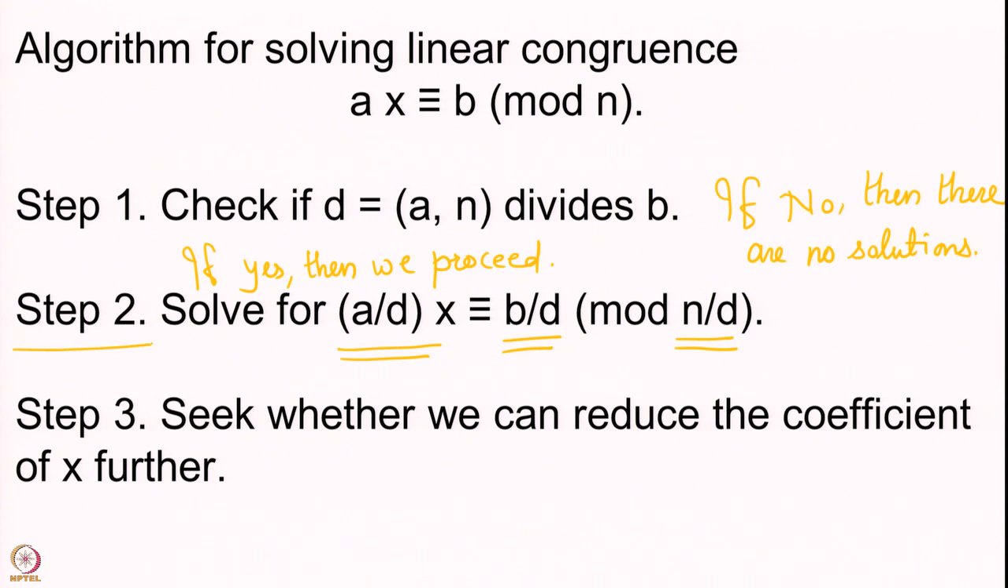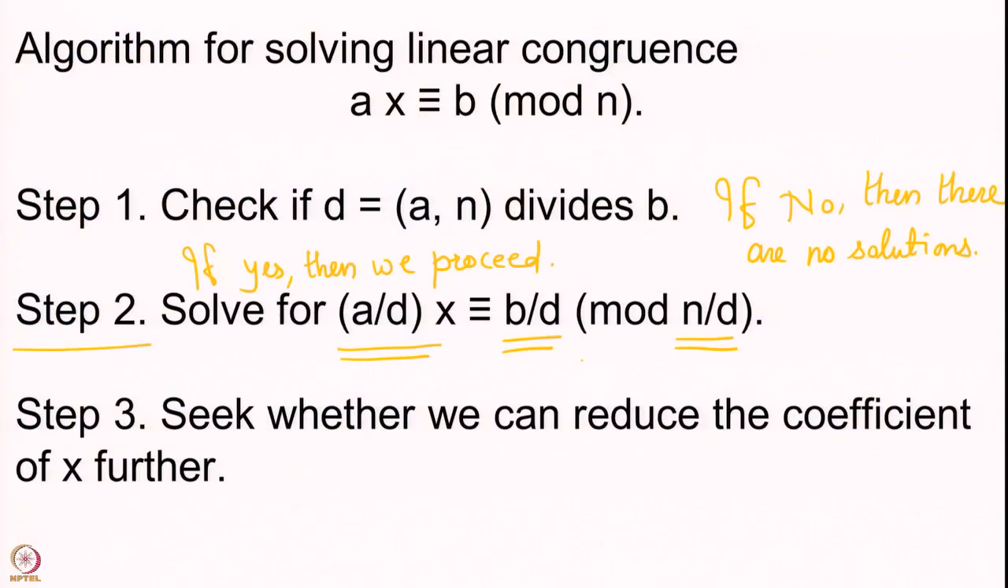modulo the smaller modulus, n by d. Having done this, the number of solutions has changed, because earlier we had d solutions, and now, because the GCD of a by d and n by d is 1, we are going to get a unique solution. So this implies a unique solution, whereas in the earlier case we will have d solutions. That is one small thing that we need to take care of.